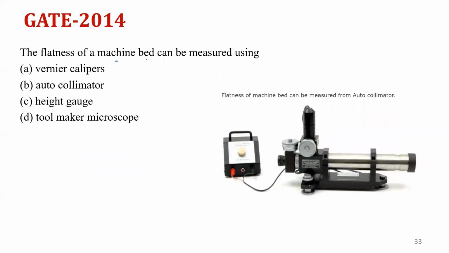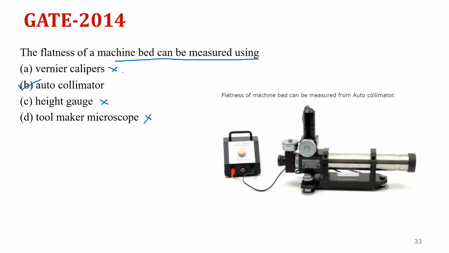The flatness of the machine bed can be measured using? Vernier calipers cannot be used, height gauge cannot be used, and toolmaker's microscope also cannot be used for measuring the flatness of the machine bed. Only the auto collimator is used for measuring the flatness of the machine bed.